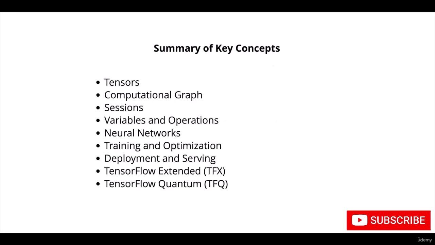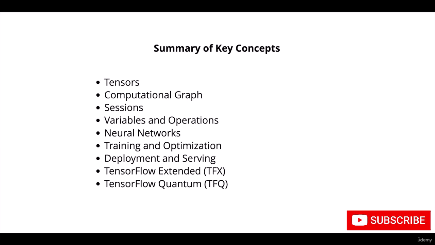The first thing is tensors. Tensors are the fundamental data structures in TensorFlow, representing multidimensional arrays of numerical values. Scalars are zero-dimensional tensors, vectors are one-dimensional tensors, matrices are two-dimensional tensors, and higher dimensional tensors are arrays with more than 2 dimensions. Tensors can be constants, which are immutable, variables, which are mutable, or placeholders for input data during computation.